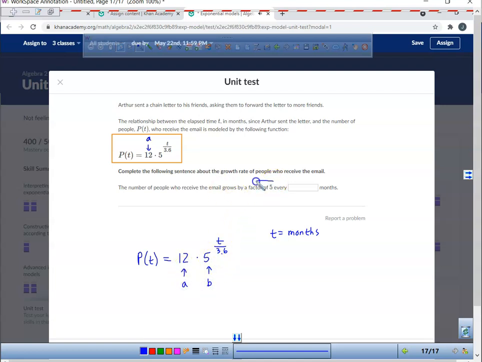And so it's growing by a factor of 5, not every month. Every how many months? Every 3.6 months. Every month it grows by a factor of 5 to the power of 1 over 3.6, which is some approximate value. But we're going to type in 3.6 months for that one.